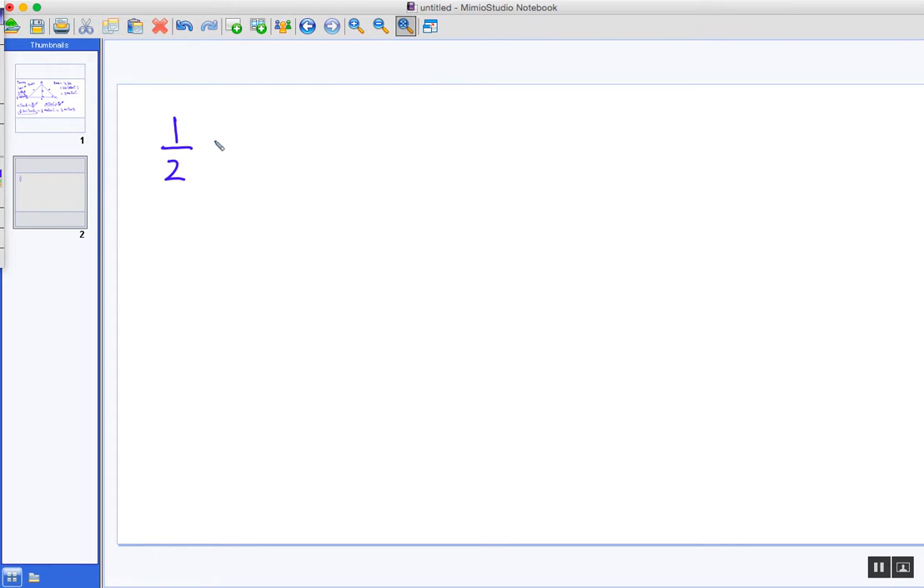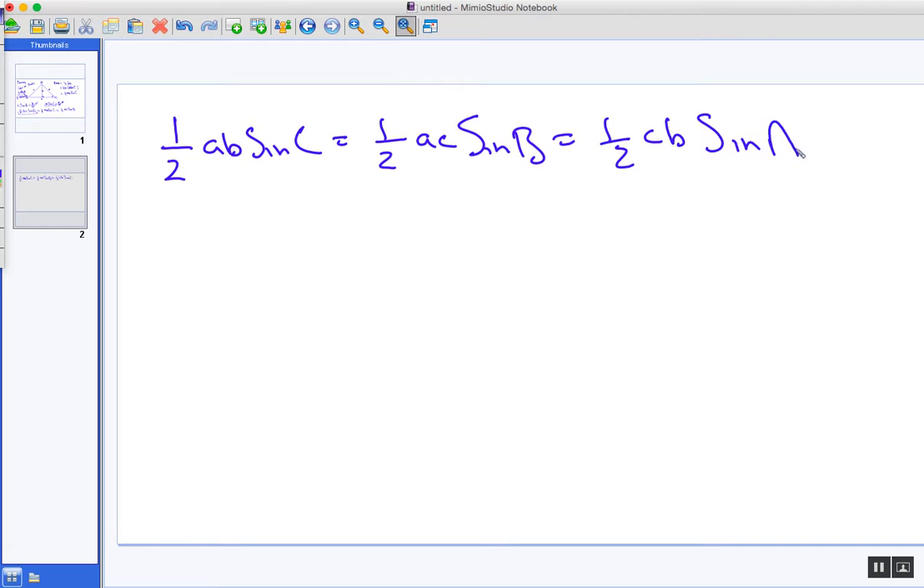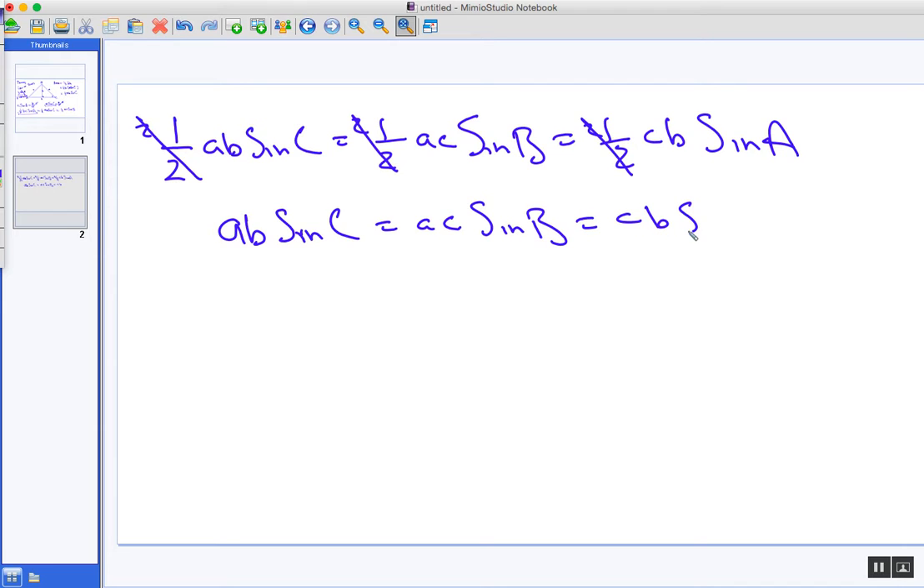What we left off with is 1/2 ab sine of C is equal to 1/2 ac sine of B is equal to 1/2 cb sine of A. To get our law of sines, I'm going to first multiply everything by 2. When I multiply everything by 2, my 1/2's all reduce out to 1. So I'm left with ab sine of C is equal to ac sine of B is equal to cb sine of A.